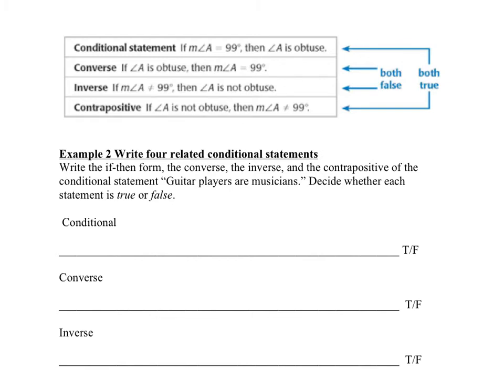Okay, this is an example showing you a conditional statement. If the measure of angle A equals 99 degrees, then the angle A is obtuse. Then it's showing you the converse where you flip the if and then. The inverse where you take the original conditional statement and negate it. And then the contrapositive where you do the converse and the inverse. You also indicate whether they are true or false statements.